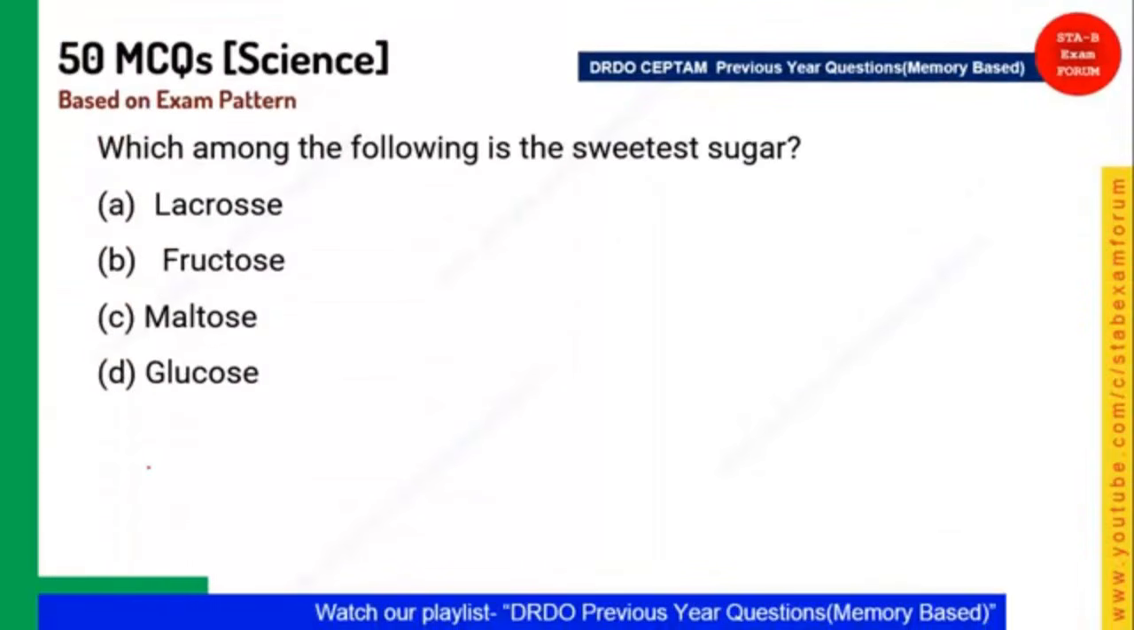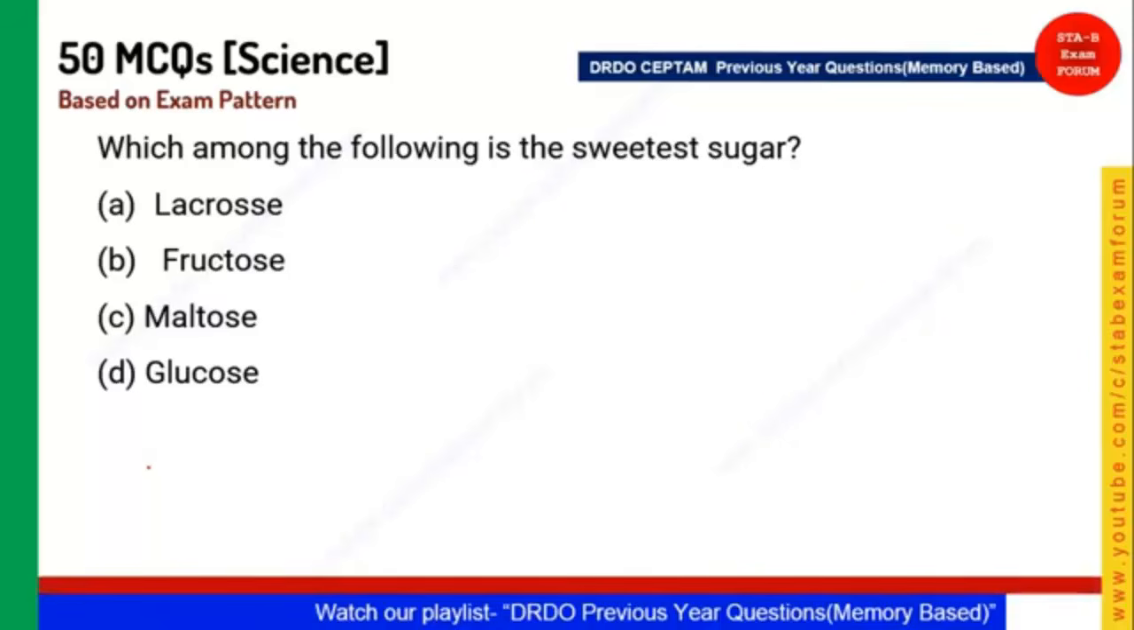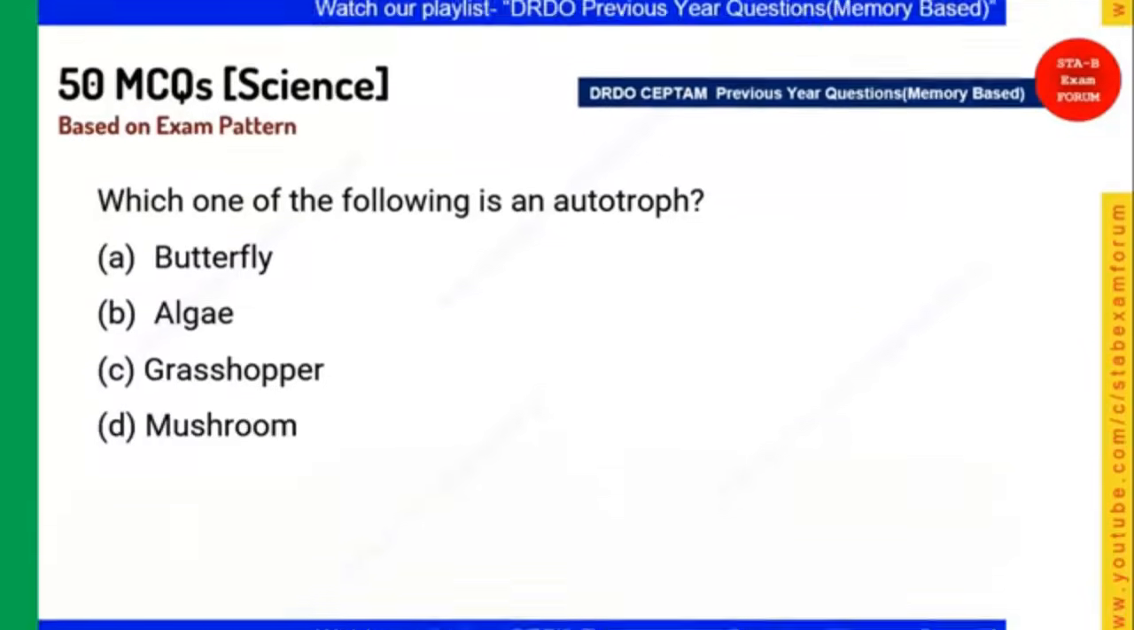Which of the following is the sweetest sugar? Okay, so all these are type of sugar, some different composition are there, but for this particular case the correct answer is fructose. Okay, so fructose has a highest sweet content. Coming to the next question.